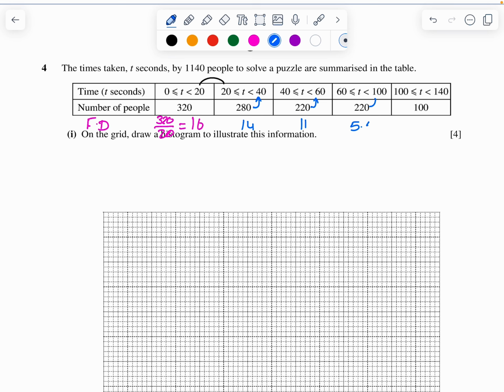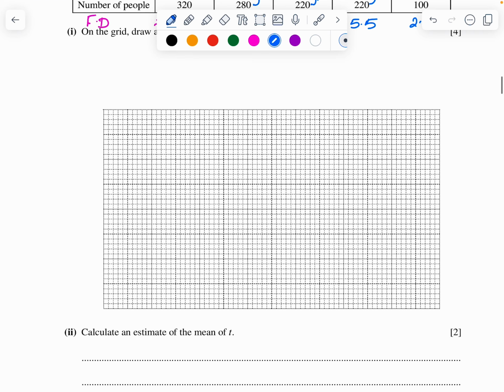5. 220 divided by 40 gives 5.5, and 100 divided by 40 gives 2.5. So now I am going to draw the graph for that. Don't forget to draw the arrows over there.